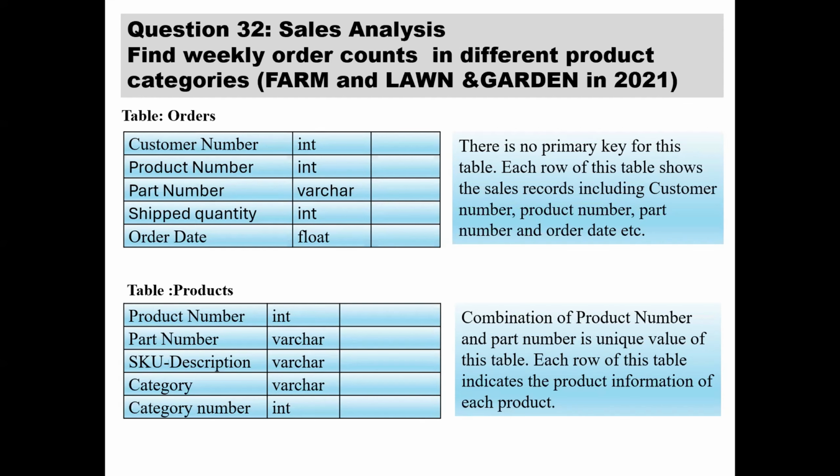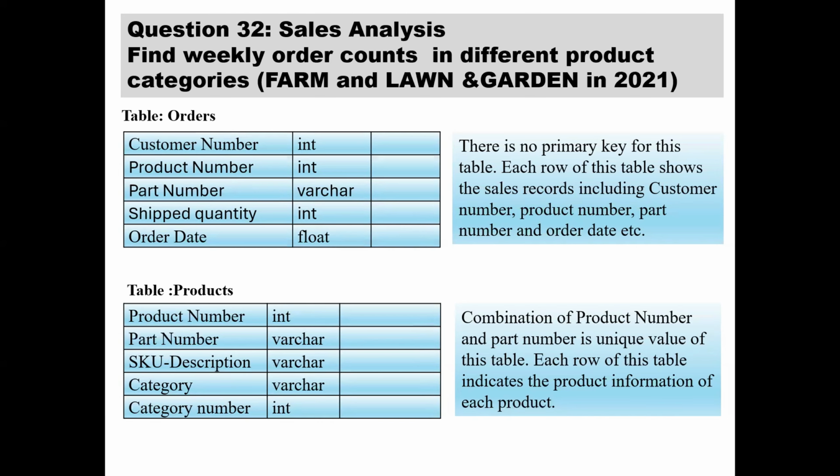Hello everyone, welcome back. In this session, we're going to work on question 32, sales analysis. The business goal here is to find the weekly order counts in different product categories, for example, categories like farm and lawn and garden for the year 2021. We'll write SQL queries in SQL Server Management Studio, step by step, and analyze the results.